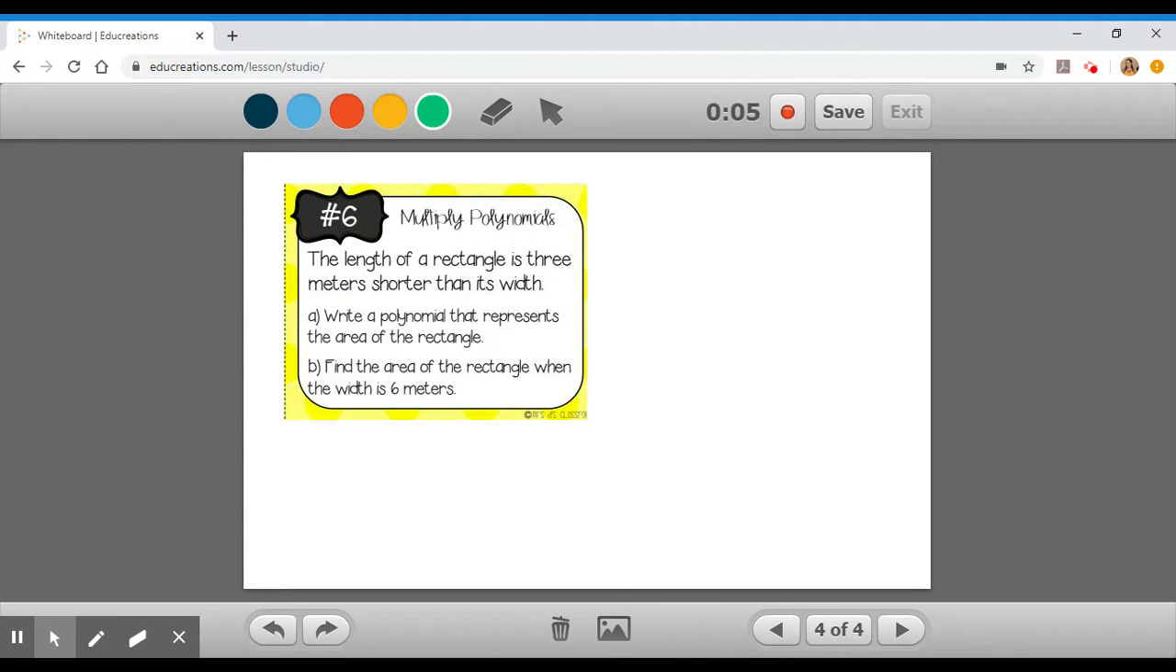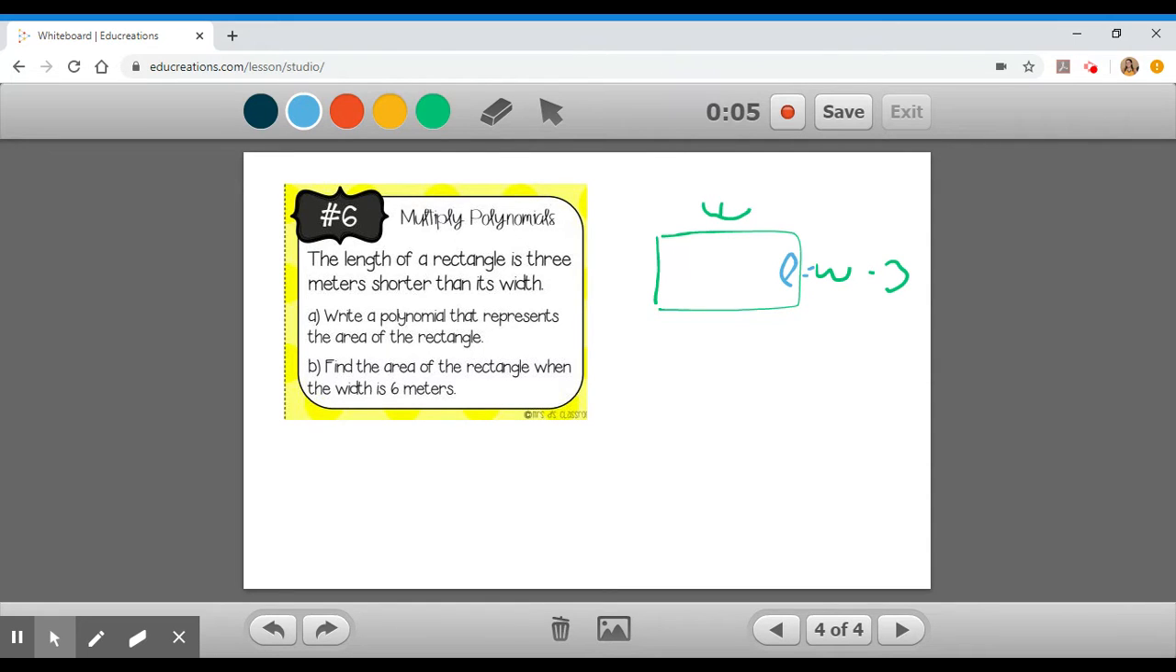The last one I wanted to go over was this word problem. The length of a rectangle is 3 meters shorter than its width. So I hope everyone, once it said rectangle, sketched something out. The length is 3 meters shorter than the width. I don't know what the width is, but I know that this is 3 meters less. So we might say that the length equals, or you could just define it in terms of W.